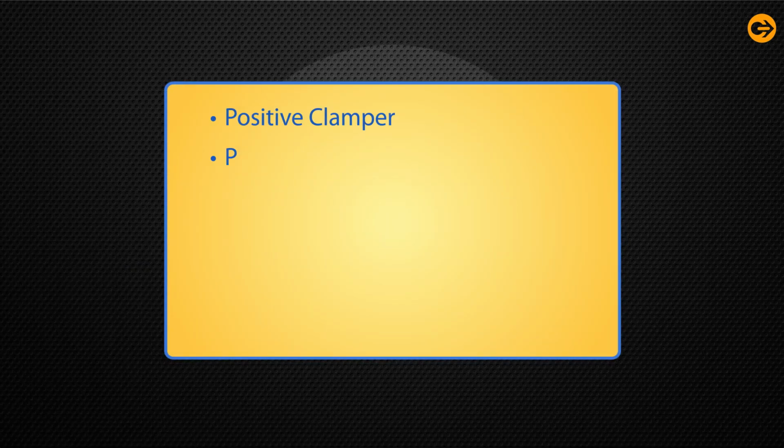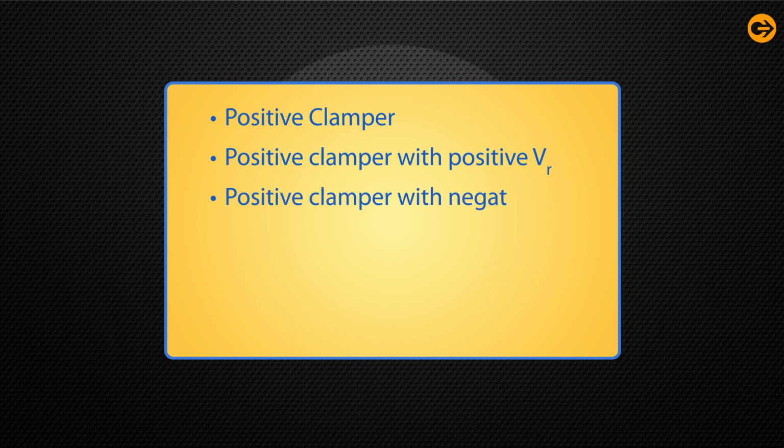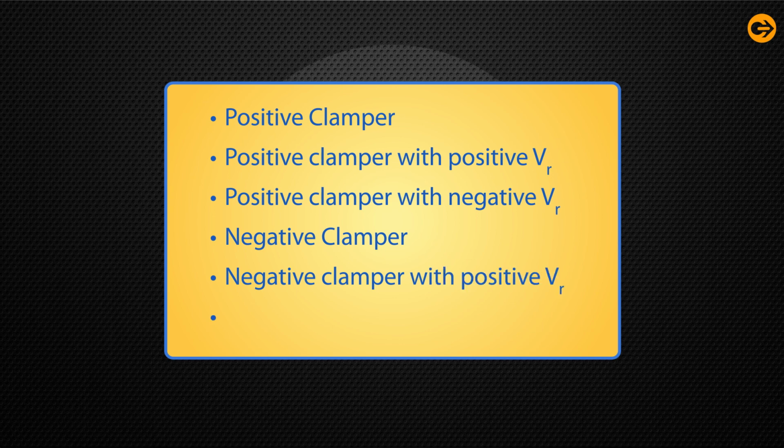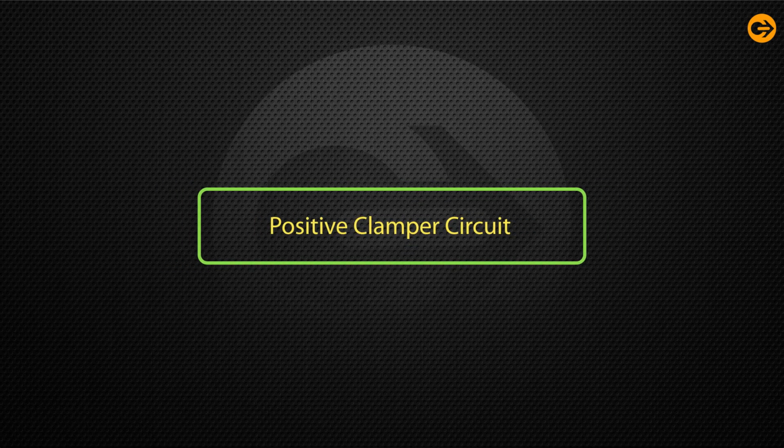Now let us look at the various types of clampers and we will discuss them one by one. Positive clamper with positive VR, positive clamper with negative VR, negative clamper with positive VR, negative clamper with negative VR. Here we will primarily focus on positive clampers and the changes it brings on adding a reference voltage. Positive clamper circuit. Let us look at the diagram.